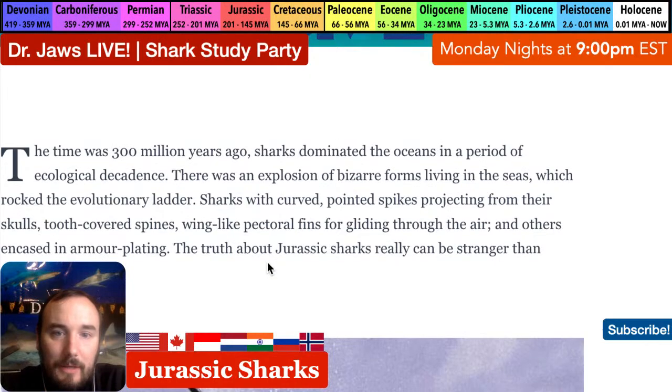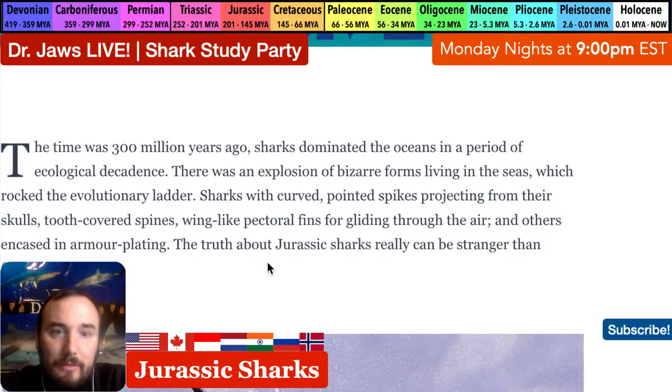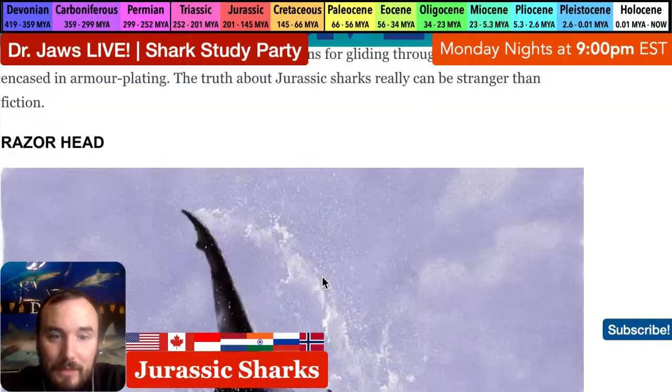Let's see. The time was 300 million years ago. Sharks dominated the oceans in a period of ecological decadence. There was an explosion of bizarre life forms living in the seas, which rocked the evolutionary ladder. Sharks with curved, pointed spikes projecting from their skulls, tooth-covered spines, wing-like pectoral fins for gliding through the air, and others encased in armor plating. The truth about Jurassic sharks can be really stranger than fiction.